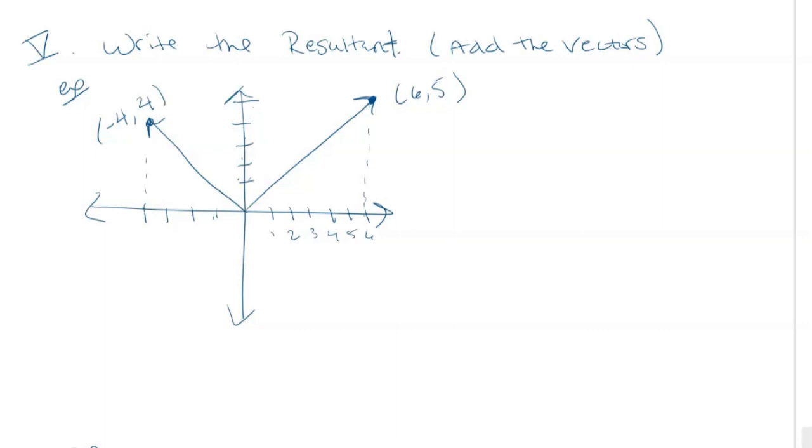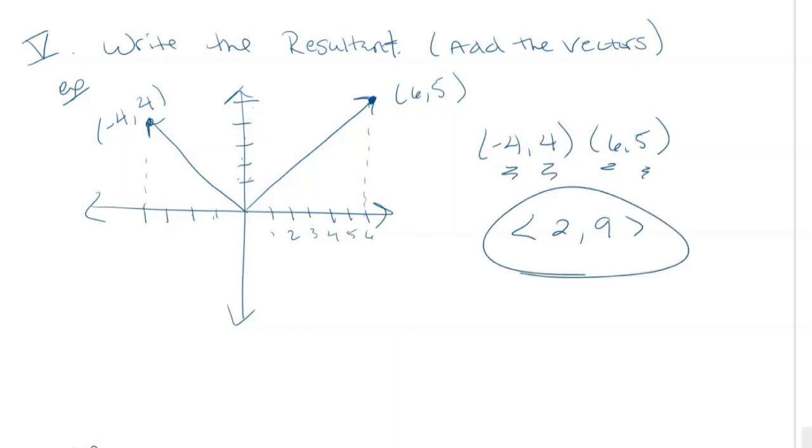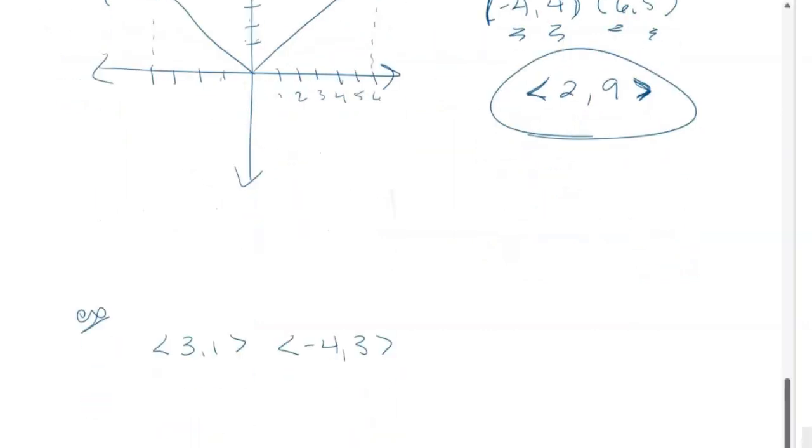All right, now to find the resultant, we add the x's and add the y's. So we have two ordered pairs here, 6, 5 and negative 4, 4. Add the x's, and you get 2. Add the y's, and this is the resultant. You'll notice that when writing vectors, we actually don't use parentheses. We use different symbols to represent a vector as opposed to an ordered pair. Okay, so if you're given the graph, just use the terminal point and find the ordered pair associated with it.